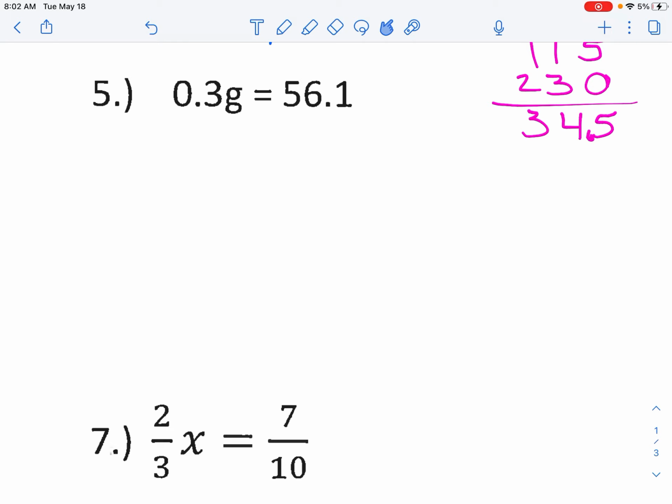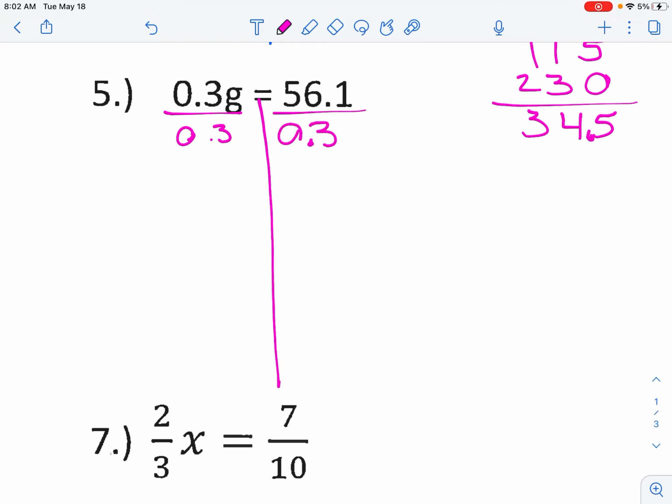0.3/10 times what equals 56 1/10? So first we're going to draw the mirror. The opposite of multiplying by 3/10 is dividing by 3/10. If you divide the left by 3/10, you have to divide the right by 3/10. On the left side of your equation, 3/10 divided by 3/10 is 1. On the right side, I know I'm going to have to show my work.